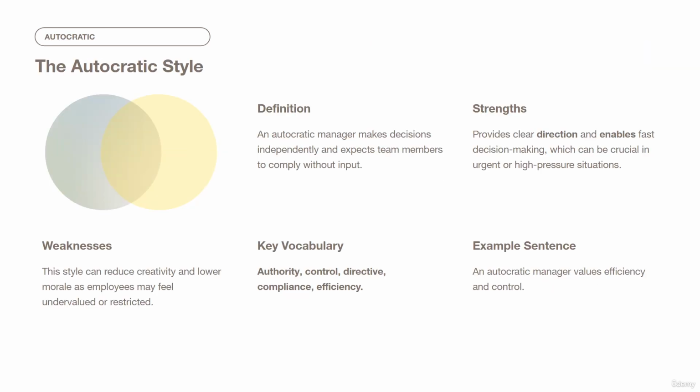So to go into these a little bit more, the autocratic style means that the manager makes decisions independently and expects team members to comply without input. The manager has complete control. The manager also has complete responsibility if things go wrong. So it's pros and cons for those who are under the management. The strength of that is it provides clear direction and enables fast decision making, which can be crucial in urgent or high pressure situations. Just one person saying, okay, we're going to do it this way, and if it goes wrong, I'm going to take responsibility. That can be quite effective.